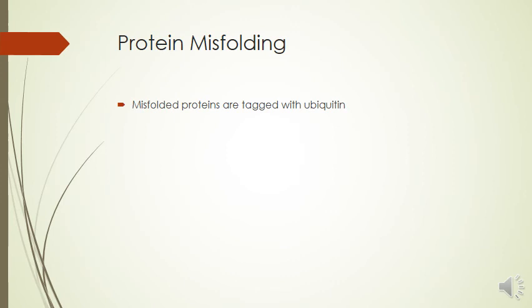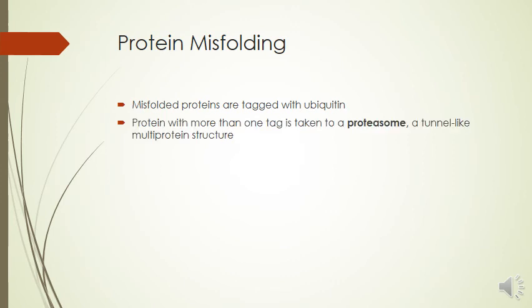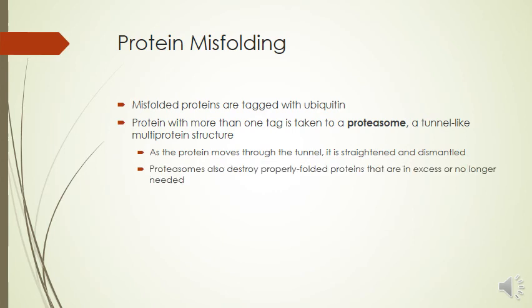Misfolded proteins are tagged with ubiquitin, and the protein with more than one tag is taken to a proteasome, a tunnel-like multi-protein structure. As the protein moves through the tunnel, it is straightened and dismantled. Proteasomes also destroy properly folded proteins that are in excess or no longer needed.